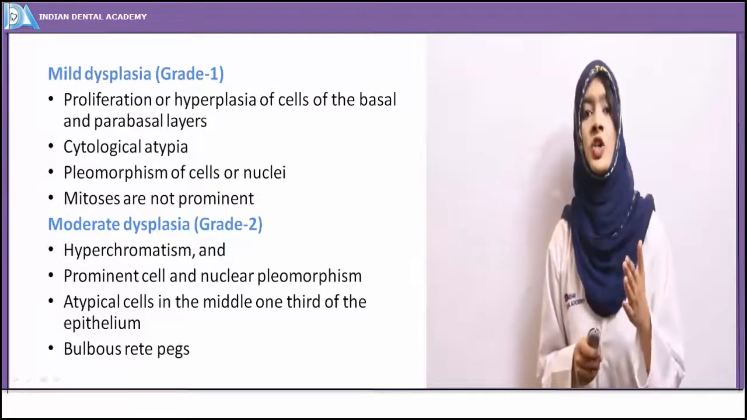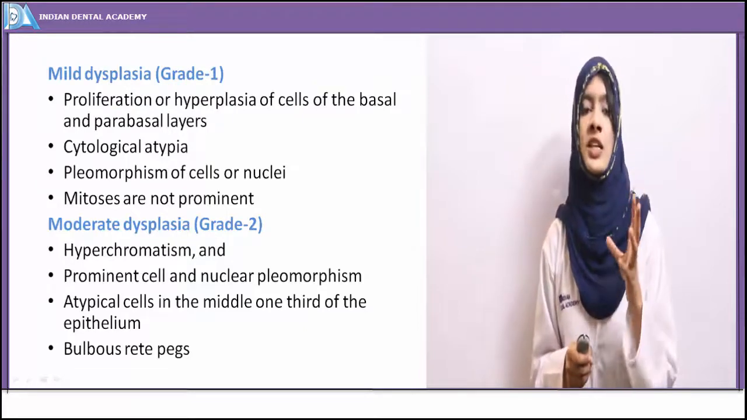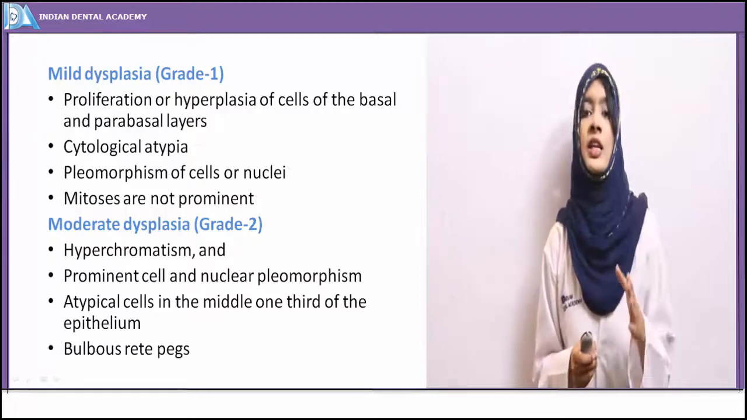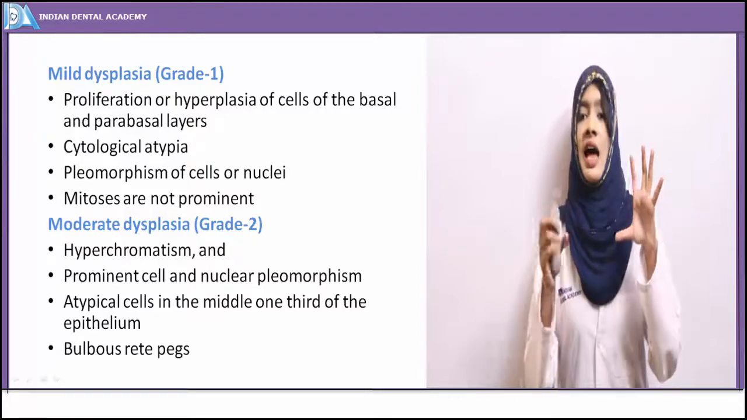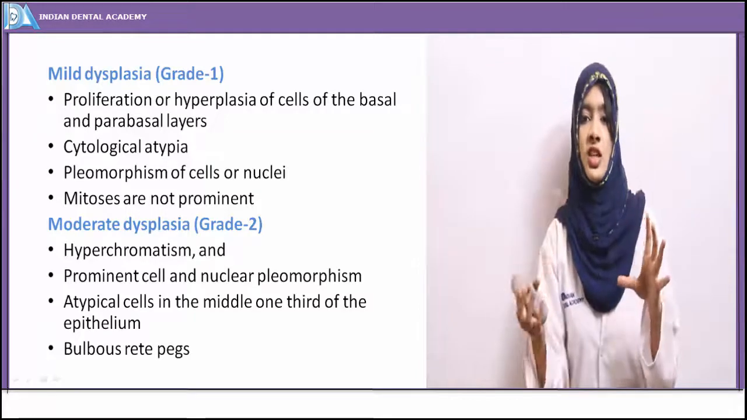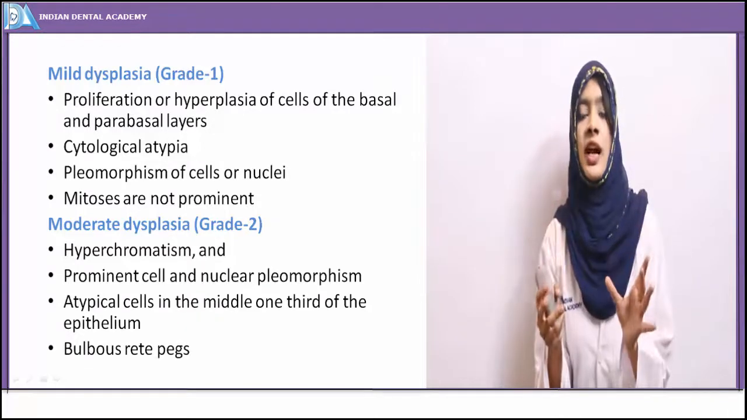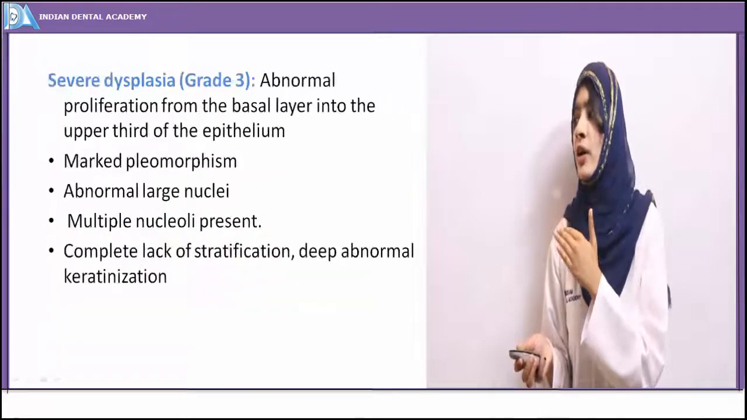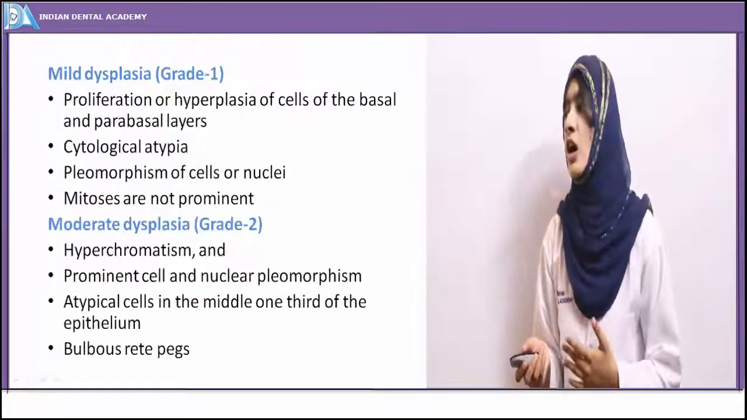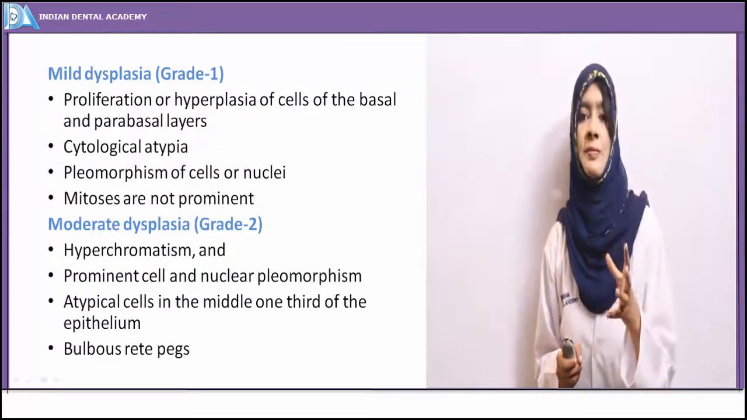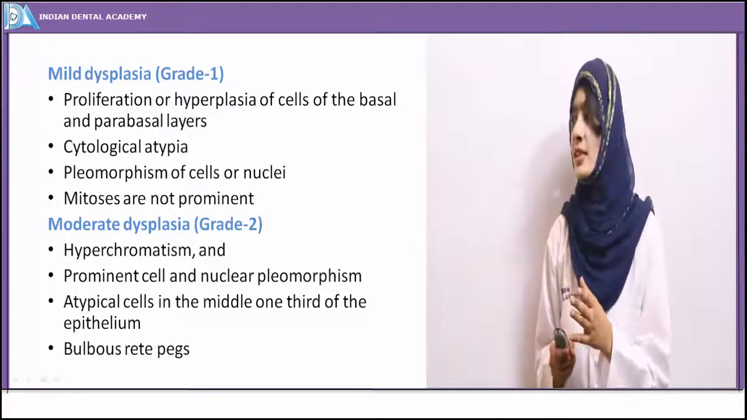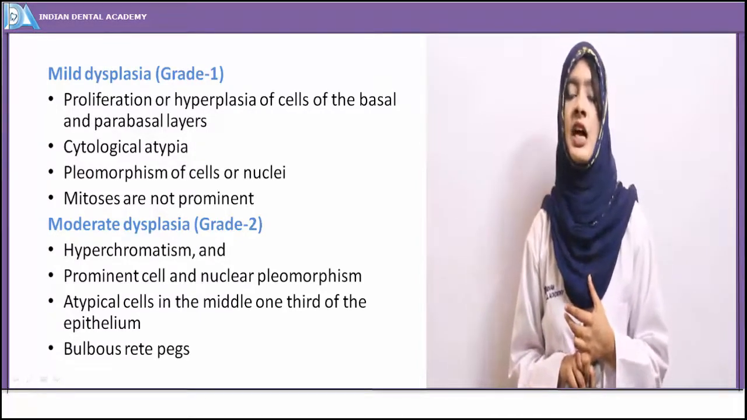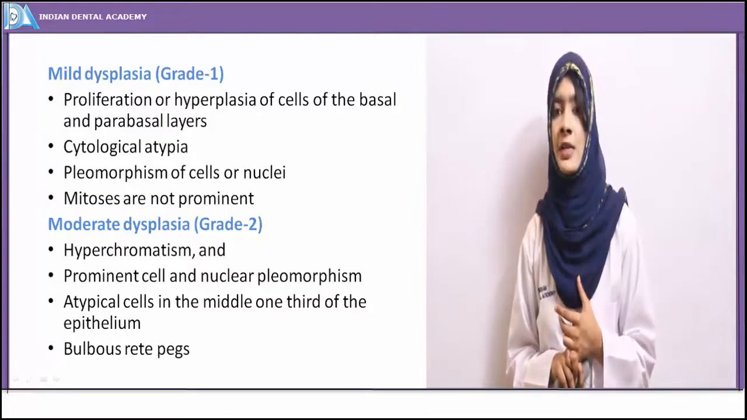Based on the histologic features, or the appearance of changes in the cells and the structure of the epithelium, that is the architectural structure and the cellular structure, based on these two criteria, squamous cell carcinoma is graded as mild dysplasia, moderate dysplasia, and severe dysplasia. We give the term mild dysplasia, or grade 1, for a squamous cell carcinoma if we see proliferation of epithelial cells in the hyperbasal and the parabasal layer.